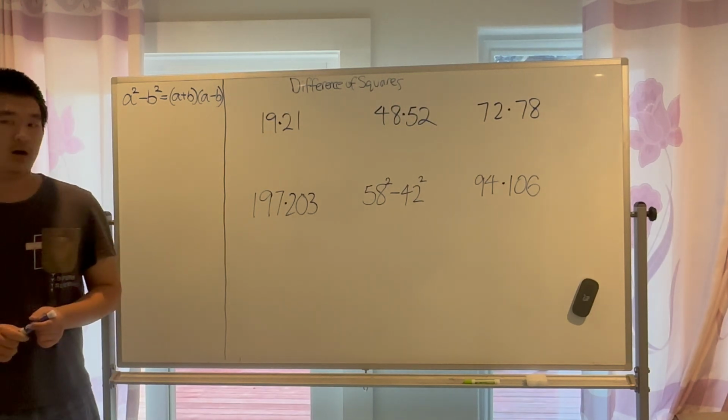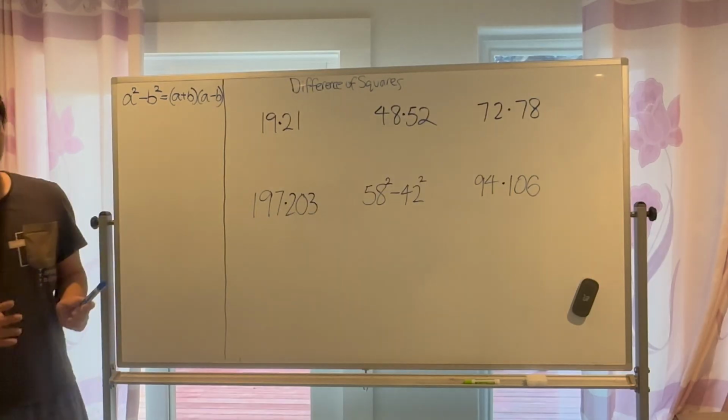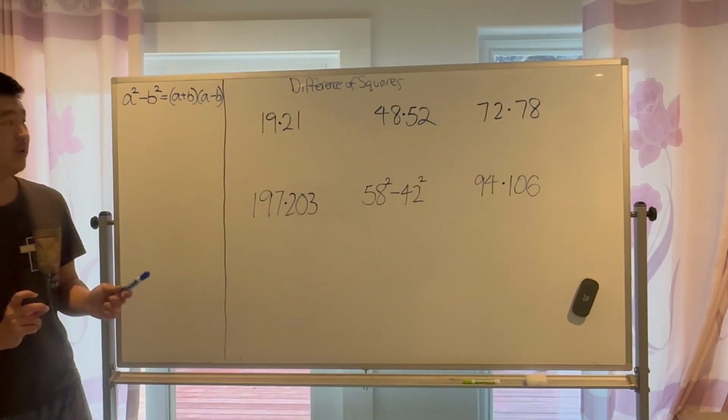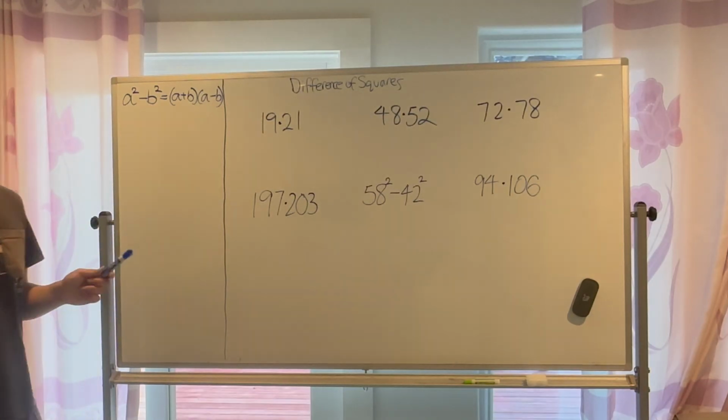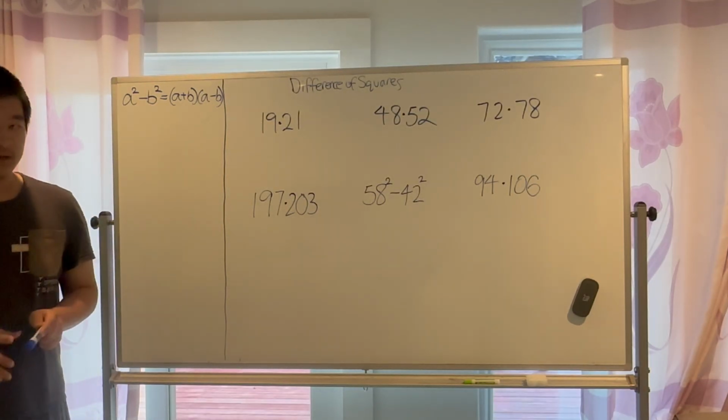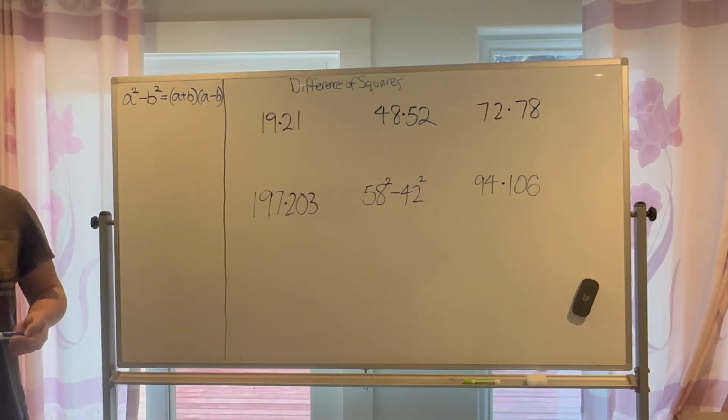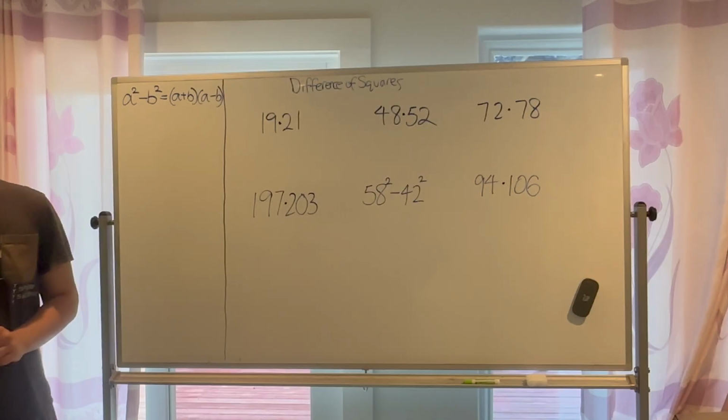In this video, we're going to talk about perhaps one of the most important things we will ever talk about in this series, which is the difference of squares. Now, if you don't know, the difference of squares is an identity. It's an algebraic identity just like FOIL, but we can use it in so many ways to simplify our multiplication.